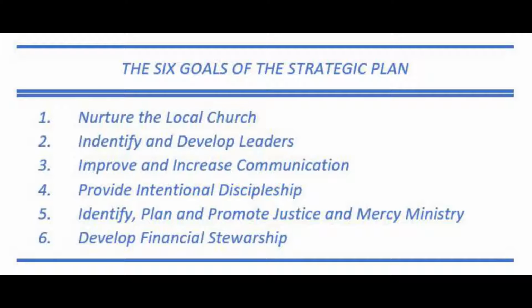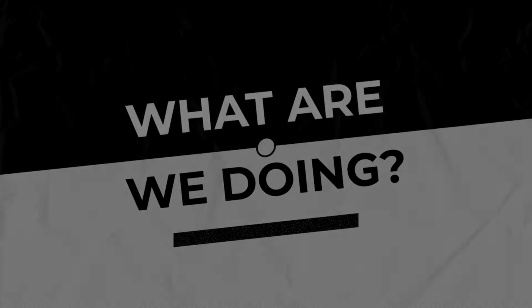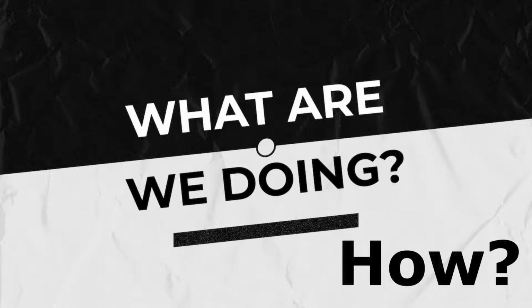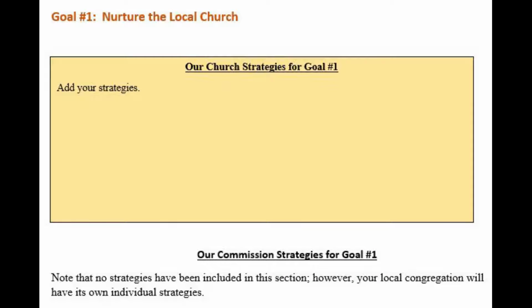And the best way to carry out these goals is by clearly knowing what we are doing and how we are doing it. We are called to carry out these goals. So let's look at our new document. It's exactly the same as the previous document that I sent. The only difference is 6 text boxes, each labeled according to one of the 6 goals of the strategic plan.